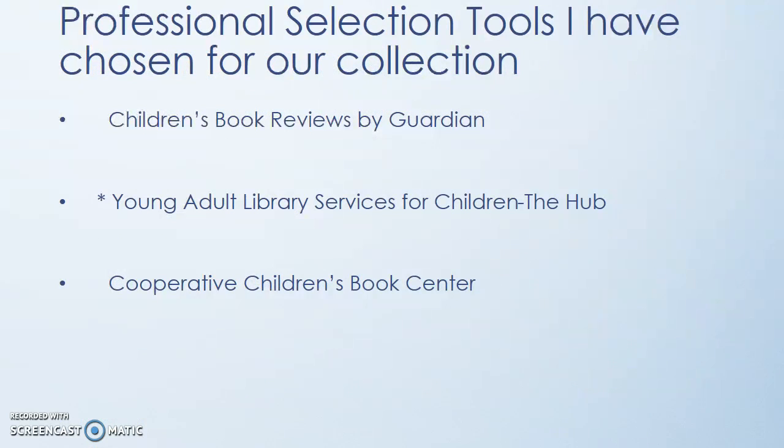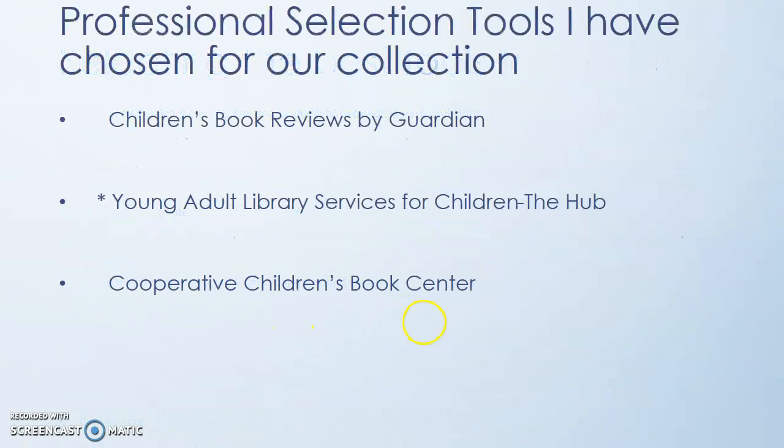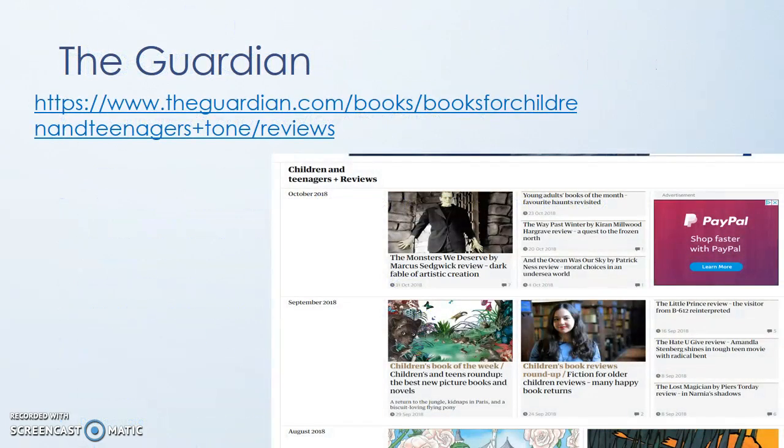Some of the selection tools that I have chosen for our collection are the children's book reviews by The Guardian. I've started the Young Adult Library Services Association. I use the Hub, and then also I use the Children's Collective, which is a cooperative, which is very broad in its appeal.